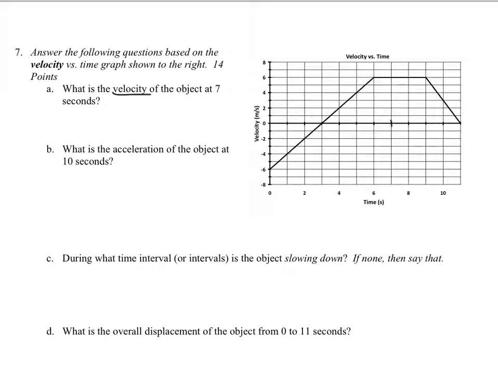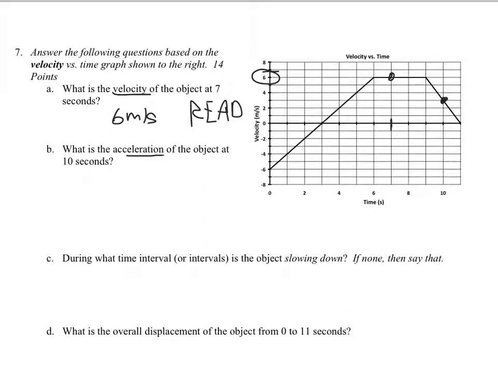And all I need to do is go ahead and read the graph for that point. And I see that at 7 seconds, the value of my velocity is 6 meters per second, just reading the graph. Okay. Next, I want to know what is the acceleration at 10 seconds. So that would be this point right here.